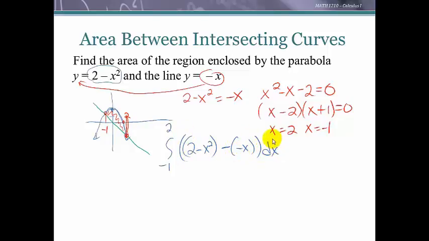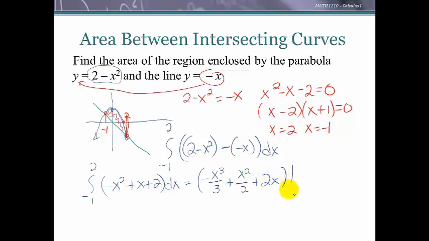Let's go ahead and simplify this, and then we'll do the antiderivative, and then we'll do the evaluation. So I'm going to list the negative x squared, and this is going to be plus x plus 2 dx. And we can do the antiderivative. That's going to be negative x to the third over 3 plus x squared over 2 plus 2x. And that's evaluated from negative 1 to 2.